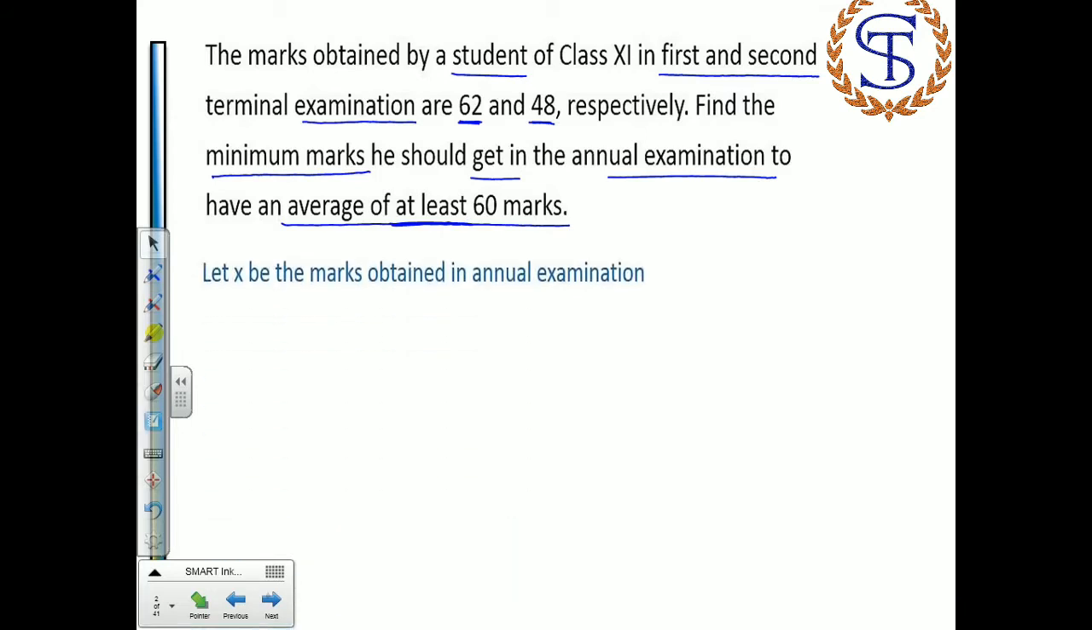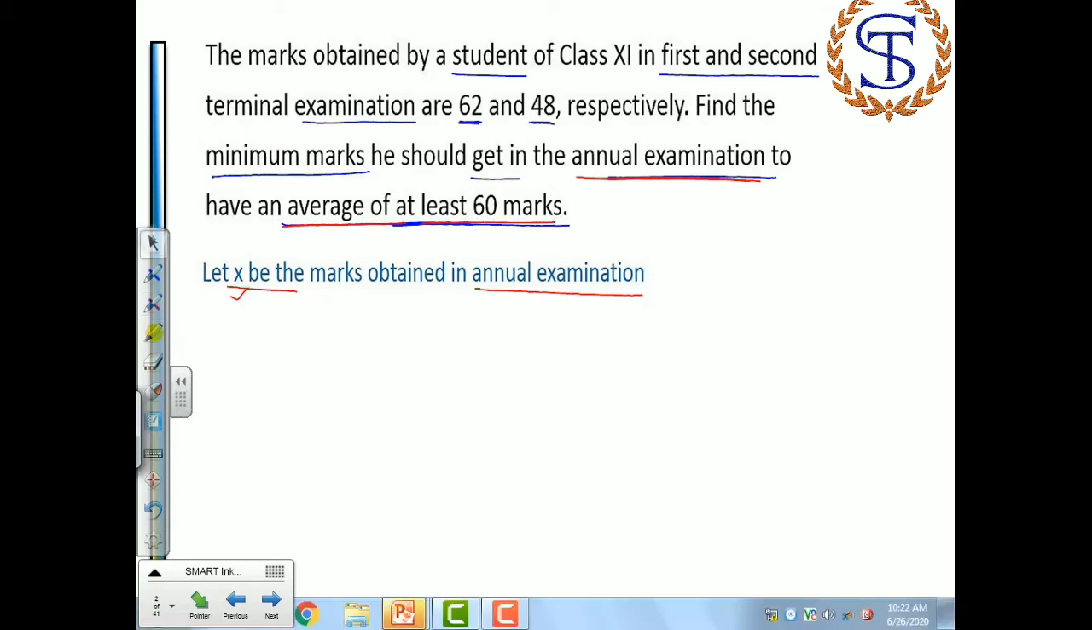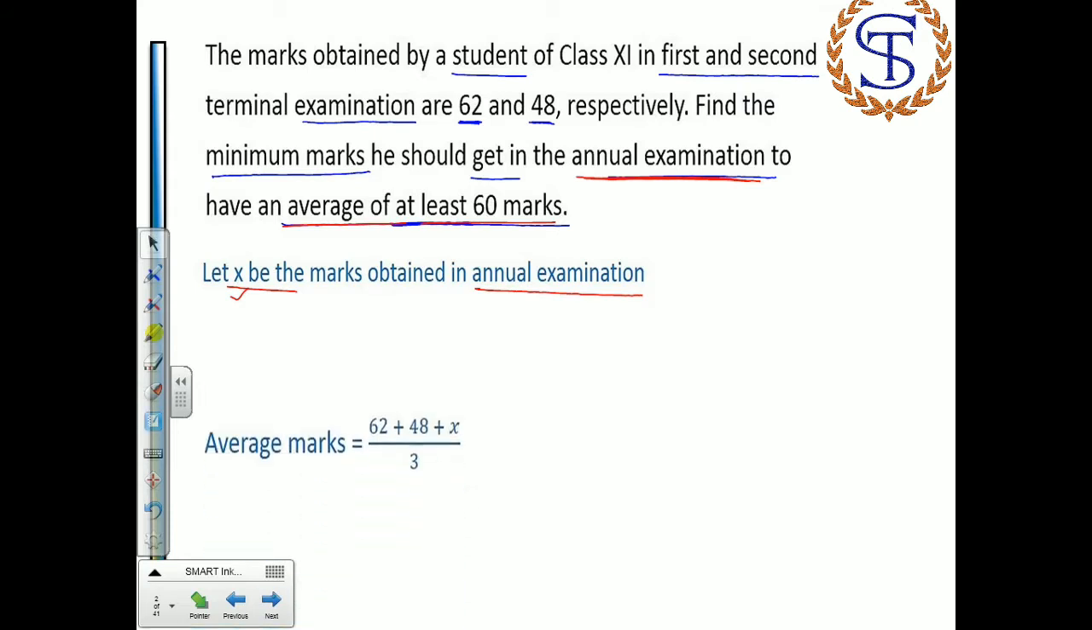Let X be the marks obtained in the annual examination. Actually, we don't know the marks scored in the annual examination, that's why we are considering it as X. Let X be the marks that he obtained in the annual examination to score an average of at least 60 marks.